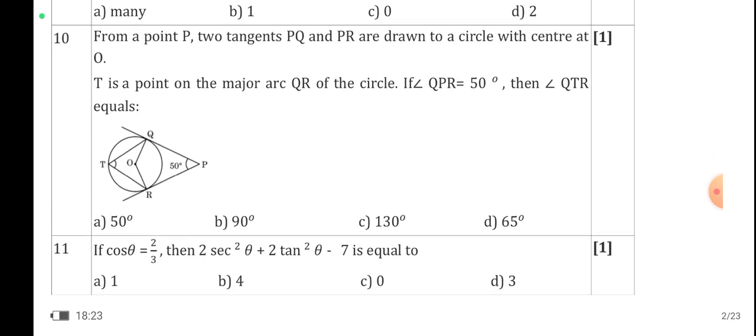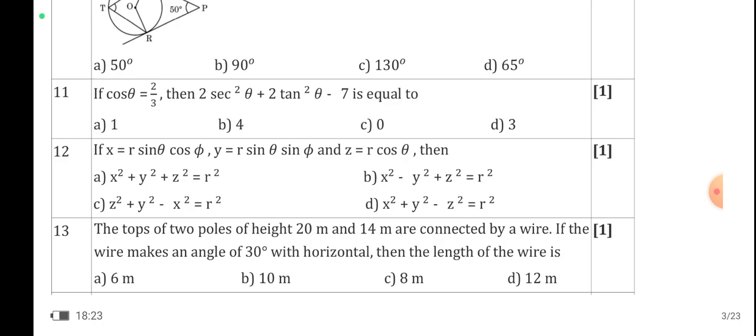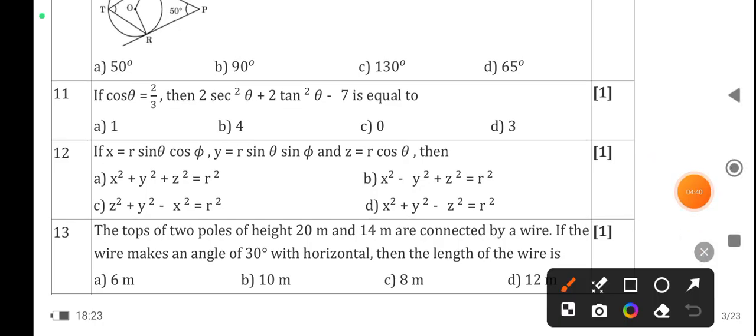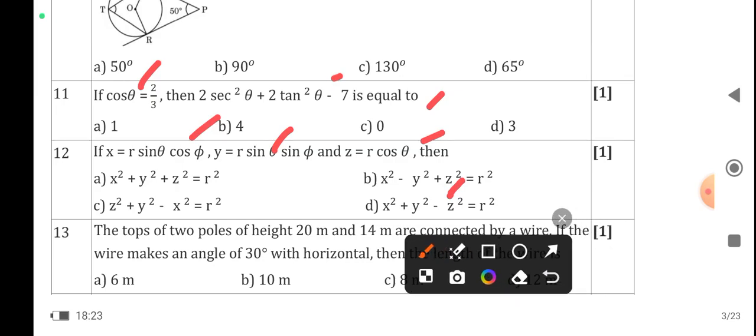Then the 10th question: from a point P, 2 tangents PQ and PR, center O. They said angle QPR is 50 degree, and they are asking you for the other angle QTR. 11th question: they have given the cos theta value, then find the secant theta by just reciprocating it and getting the tan theta, substitute here and get the answer. Introduction to trigonometry question. 12th one, nice question, children. Even in 2 mark, 3 mark proofs you may expect this: after giving x value, y value, z value, they will ask you to prove something like x square plus y square equal to something.